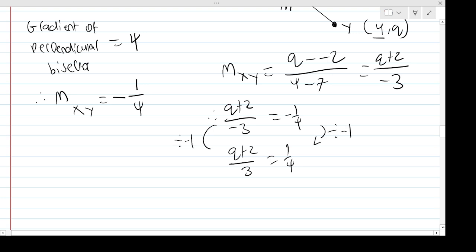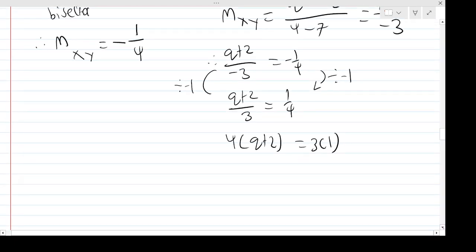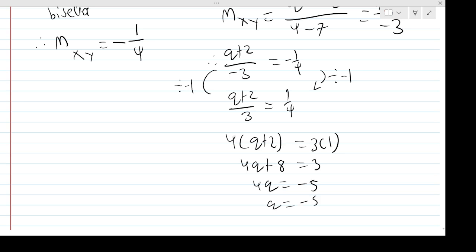Well then I'm going to cross multiply. So I'm going to do 4 lots of q plus 2 is equal to 3 lots of 1. Cross multiply means I'm multiplying the opposites of each fraction together, right? So the numerator on one side by the denominator of the other, okay? But anyway, we get this equation. Therefore, we can expand the brackets to 4q plus 8 is equal to 3. Therefore, 4q is minus 5. Then q is minus 5 over 4. Cool. So now we've got q.